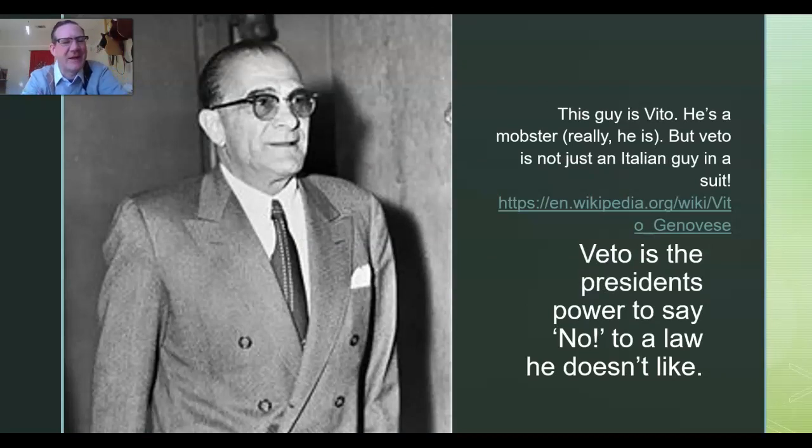Let's talk about the next power, the power of veto. This guy is Vito Genovese. He's a mobster. He was an enforcer for the mafia. But Vito is not just an Italian guy in a suit. See, I got this from Wikipedia, but they always have these nice fancy suits that they were wearing, right? Veto is the president's power to say no to a law that he does not like. Okay.